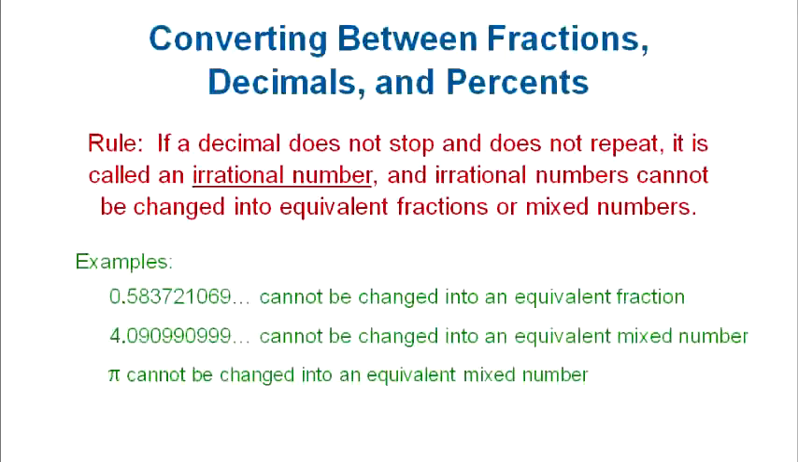I have now shown you how you can change repeating decimals and decimals that stop into equivalent fractions and mixed numbers. If a decimal does not stop and does not repeat, it is called an irrational number, and there is no equivalent fraction or mixed number. This means that there is no way to turn the decimals you see here into equivalent fractions or mixed numbers because the 3 dots on the end say that the pattern or lack of pattern continues.